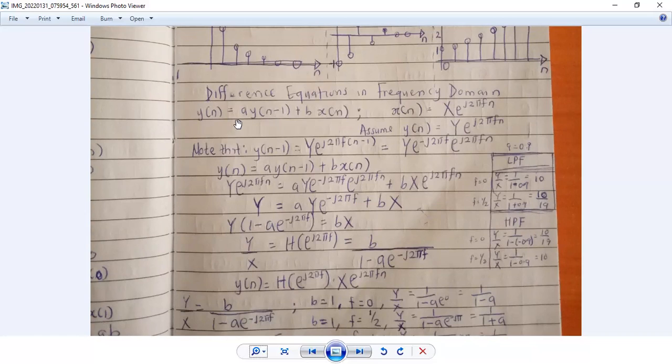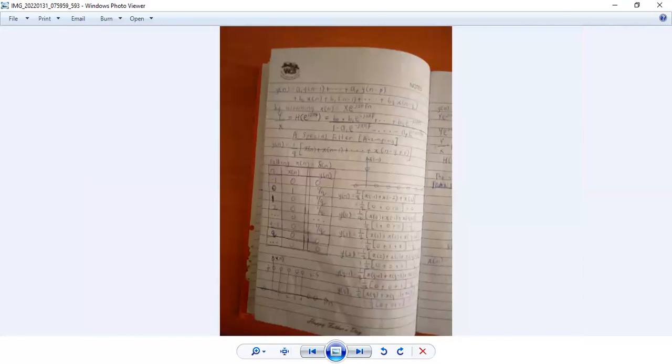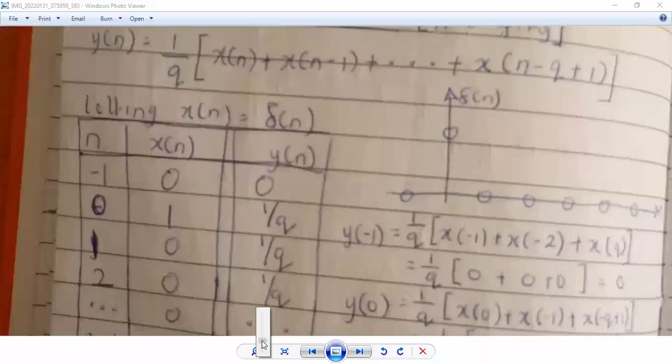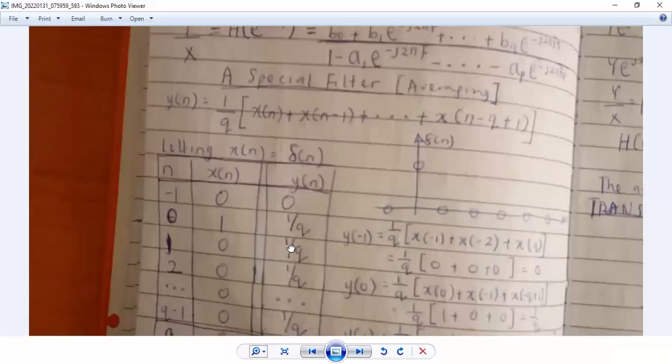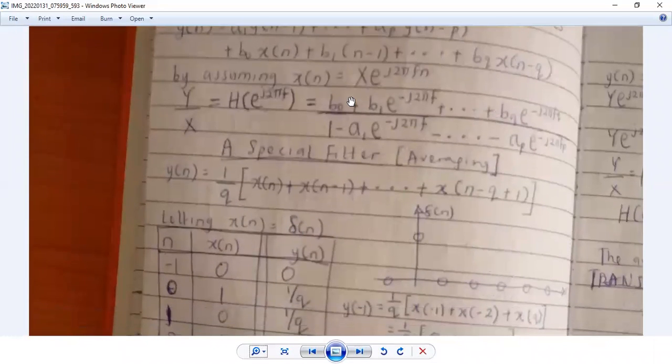But we are very sure that it is an IIR filter because the current output depends on the past output values. So that's why we know that it is an IIR filter.